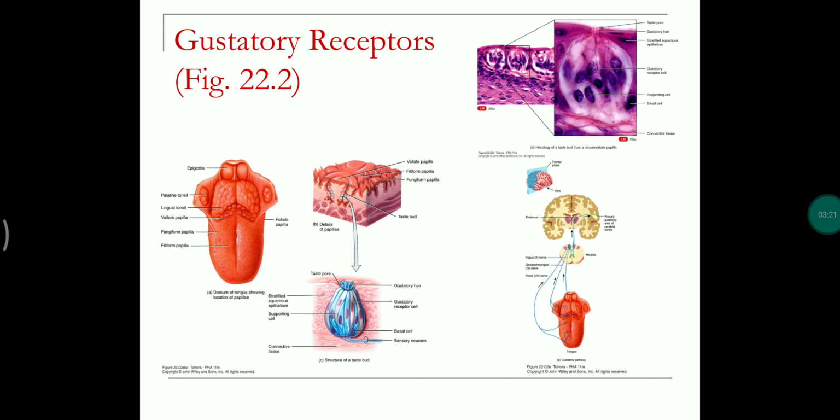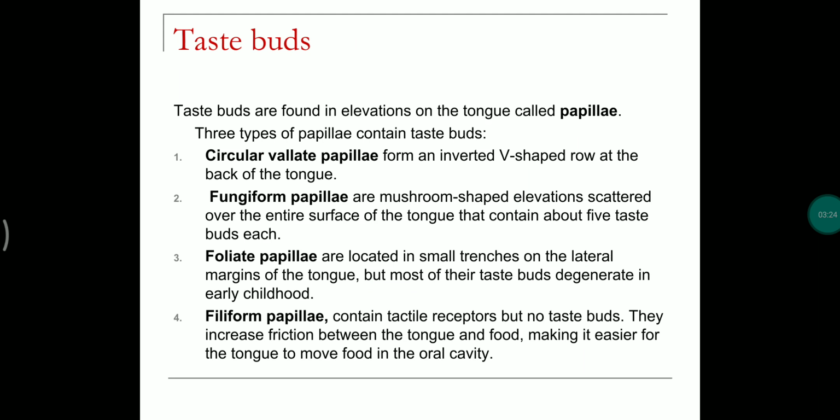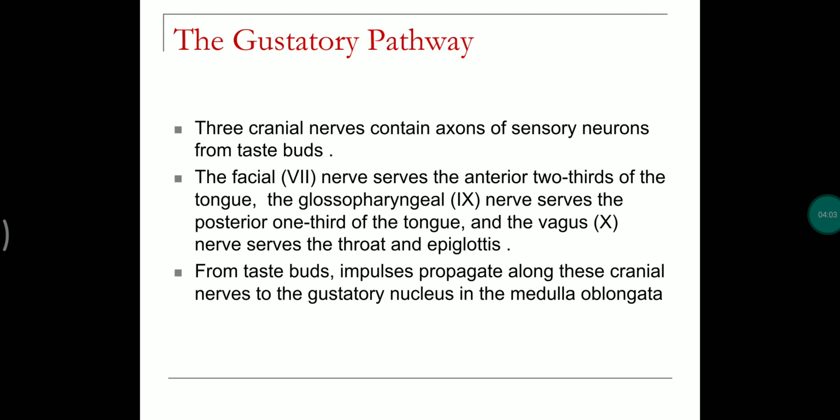Here we can see the taste buds and taste receptors. The taste buds are found in 4 types of papillae: circumvallate papillae, fungiform papillae, foliate papillae, and filiform papillae. Circumvallate papillae are V-shaped structures present at the back of the tongue. Fungiform papillae are present over the entire surface of the tongue, and contain about 5 taste buds each. Foliate papillae are present in small trenches on the lateral sides, and filiform papillae consist of tactile receptors and don't have any taste buds, and also help in the recognition of food position in the oral cavity.